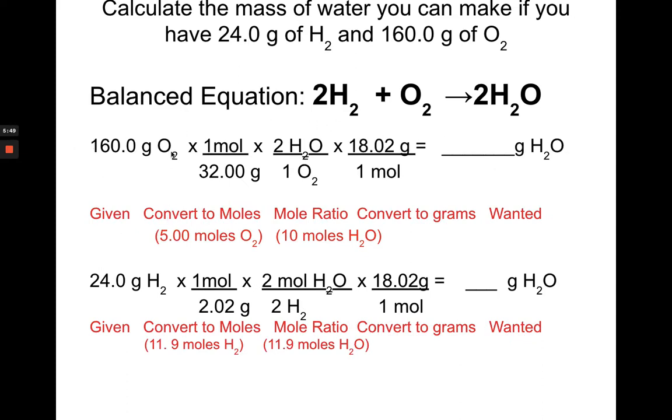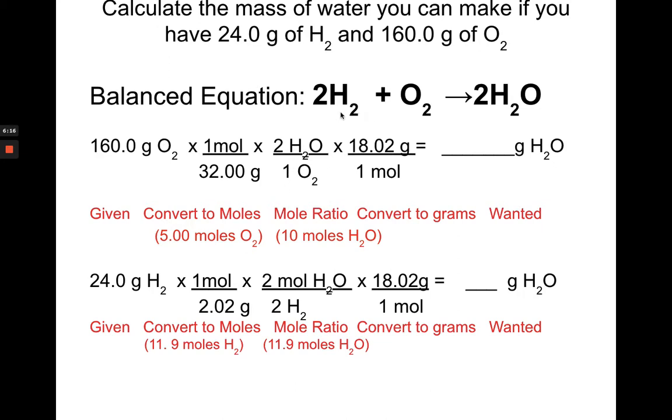The first step is we're going to need to convert to moles. 32 grams is the molar mass of oxygen. So I did 160 times 1 divided by 32 because I'm canceling the grams and I'm left with moles of oxygen. If I stopped right here, 160 divided by 32, I would have 5 moles of oxygen. So essentially I have 5 moles of oxygen. Now I've got to get all the way over to grams of water. So I've got to do my mole ratio.